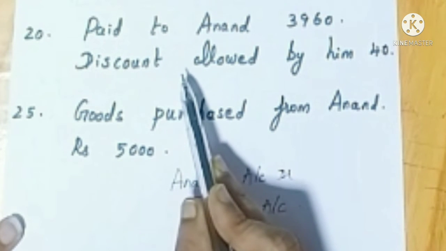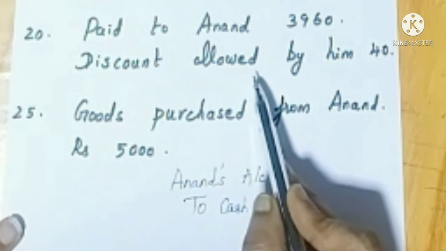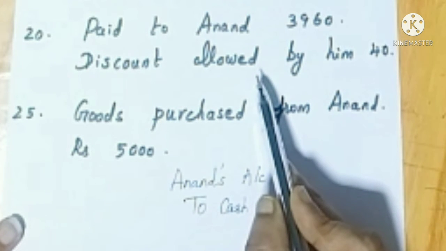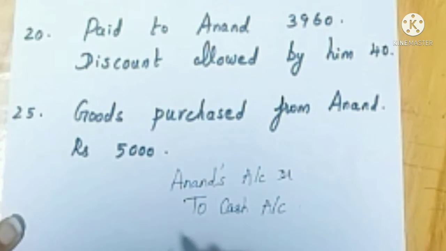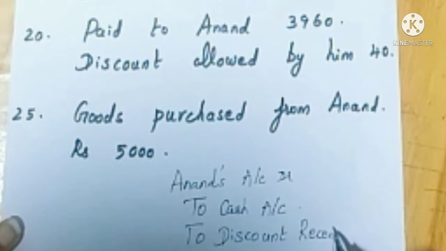Mr. Anand is giving discount for us. So when we receive discount, it is an income for us. So discount received is credited. According to the nominal account rule, credit all incomes and gains. So to discount received account.